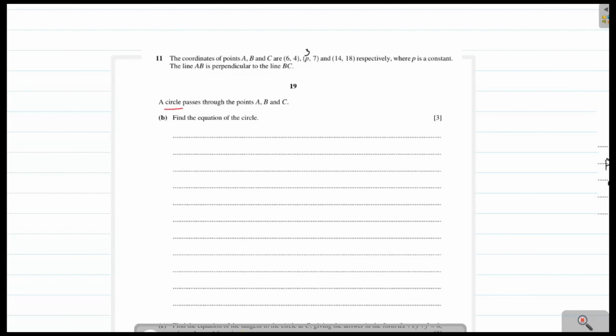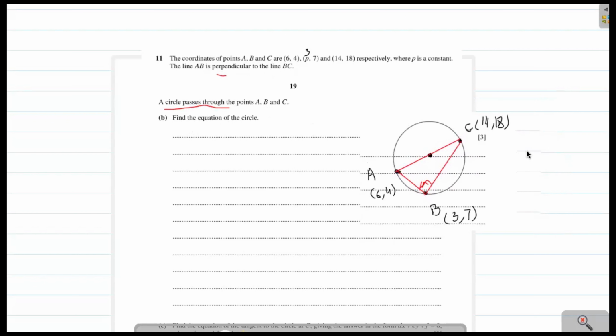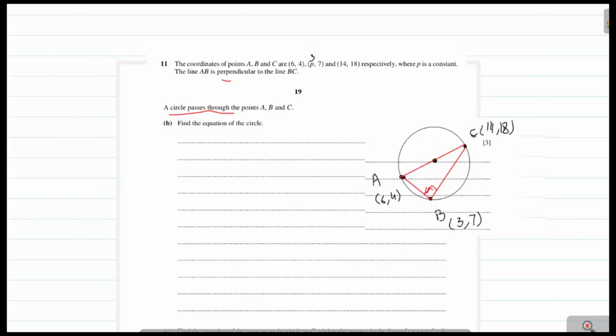Question 11, part B. A circle passes through the points A, B, C. Find the equation of the circle. You see here, these are the points A, B, C, and AB is perpendicular to the line BC. Suppose these are the points on the circle ABC, and the line AB is perpendicular to BC. You know that when two chords are perpendicular to each other, the third chord will pass through the center of the circle. This chord will be the diameter of the circle. Therefore, this is the diameter of the circle.